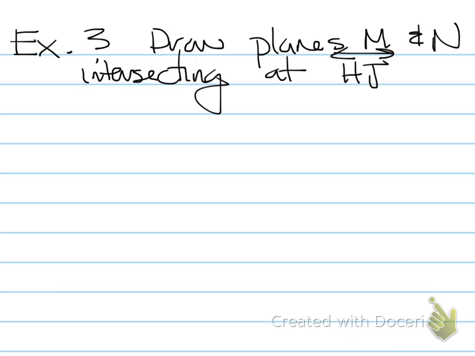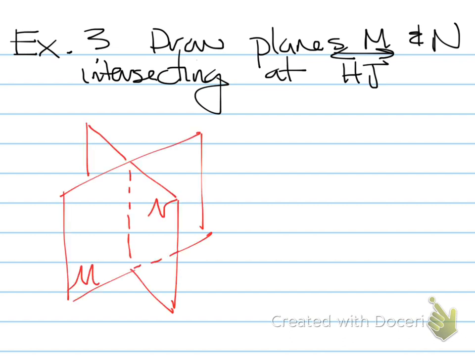Next, draw planes M and N intersecting at line HJ. So first we draw the 2 planes. And then the line where those 2 planes intersect, we would just add points H and J on that line.